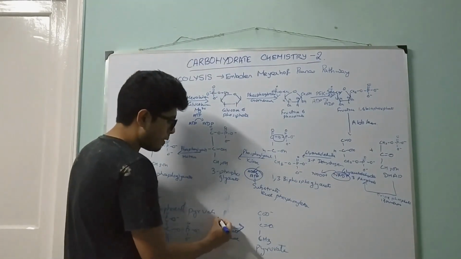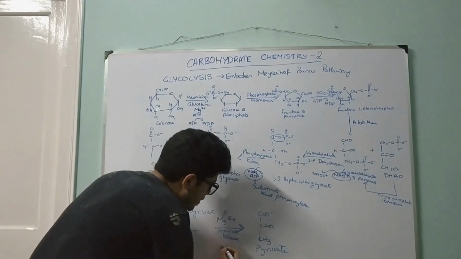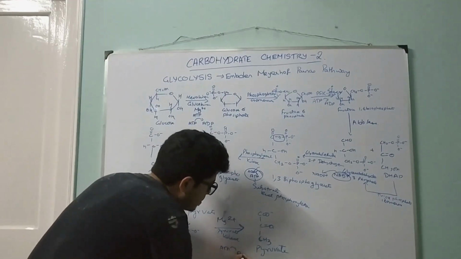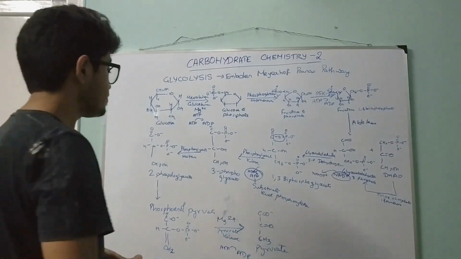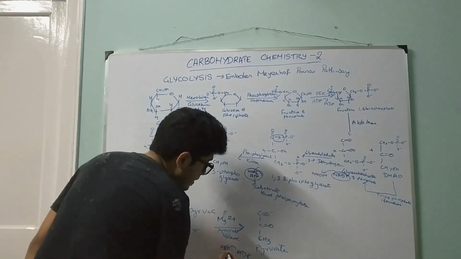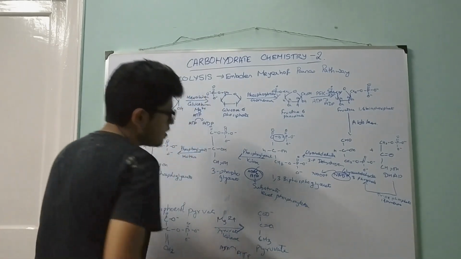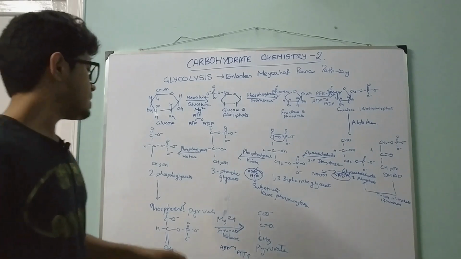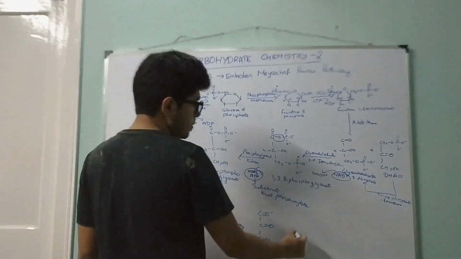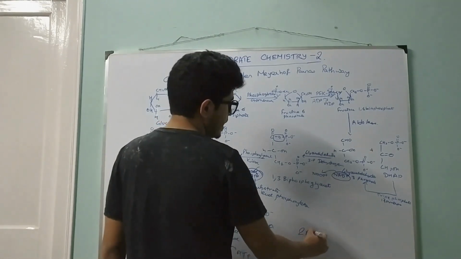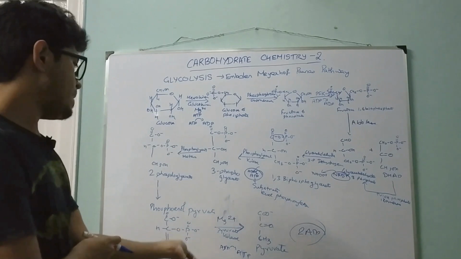Here we again require Mg2+, and also ADP is getting converted to ATP, thereby forming pyruvate. Therefore we have another 2 molecules of ATP getting formed, thus leading to the formation of pyruvate, and here also 2 molecules of ATP are formed, thereby the net gain in ATP is about 2 ATP molecules at the end of this pathway.